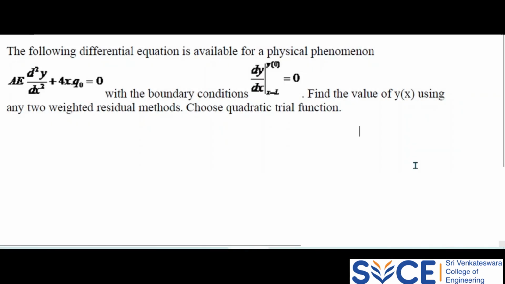Good morning, students. Today we will have some discussion about problems related to previous year question papers. So this will be more useful for you to understand the concept in finite element analysis. Thank you. Let's consider this problem.